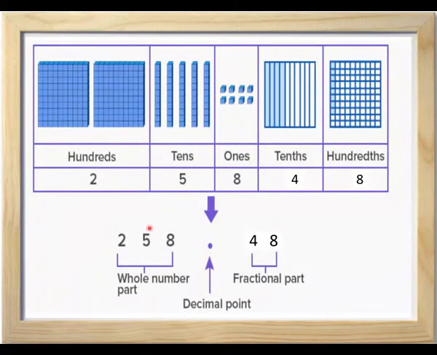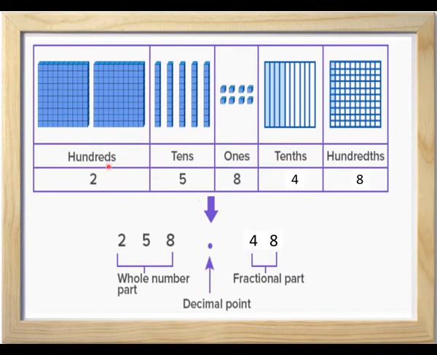Children, consider the decimal number 258.48. The point is called the decimal point, and the number towards the left of the decimal point is called the whole number part. That is, 258 is the whole number part, and the number towards the right of the decimal point is called the fractional part. So 48 is the fractional part.